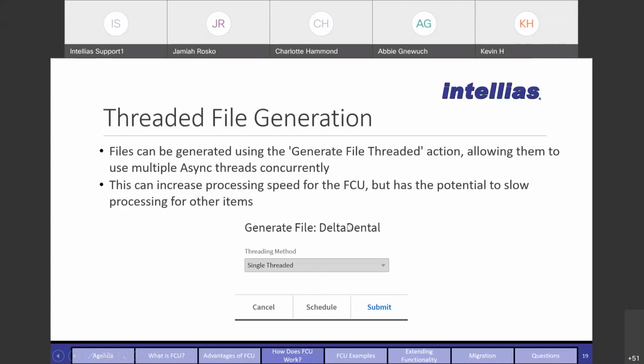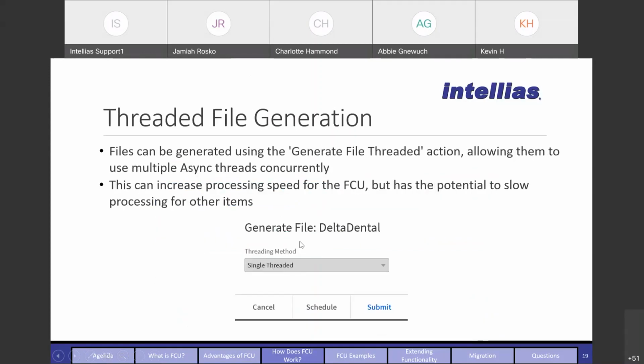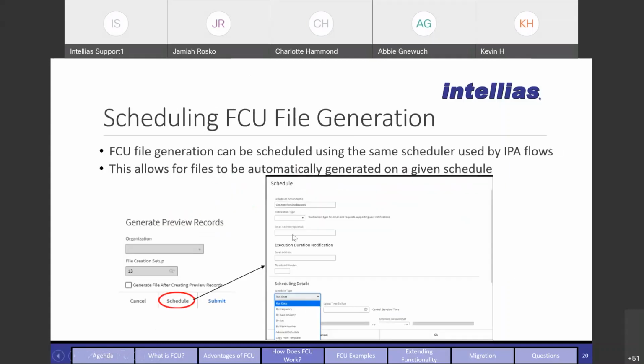And again, to do that, you'll just click on the generate file threaded action and then select your threading method, so however many threads you want to use, and go ahead and submit that. And then your file generation will run on multiple threads concurrently.